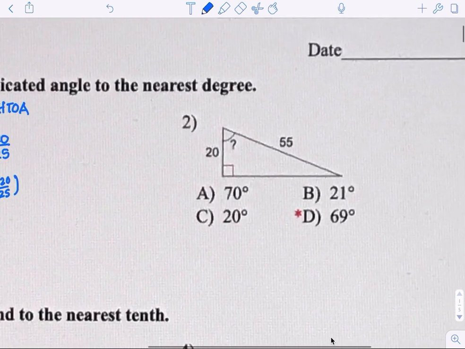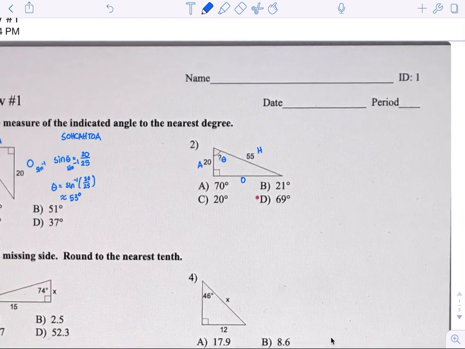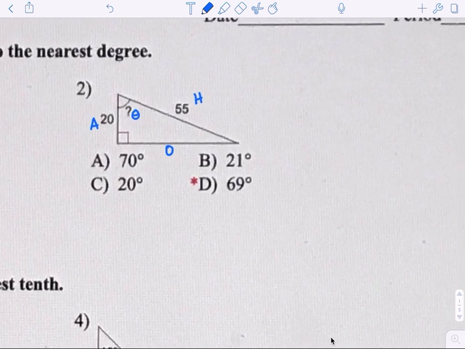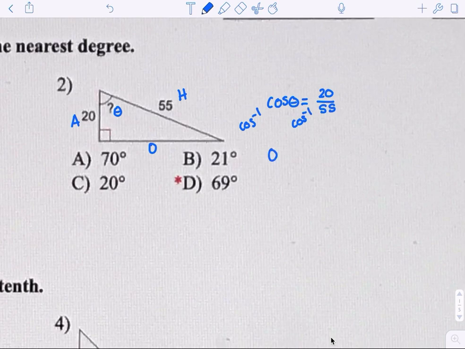Number 2, okay, so remember here's theta. In the perspective of this theta, this is going to be the hypotenuse and this is adjacent. And just for kicks, that's opposite. So in SOHCAHTOA, there's information at A and H, so that means we're going to have cosine of theta is equal to adjacent, which is 20, over hypotenuse, which is 55. To solve for theta, you just take cosine inverse of both sides, so theta is going to equal cosine inverse of 20 over 55. Theta is going to be 69 degrees.